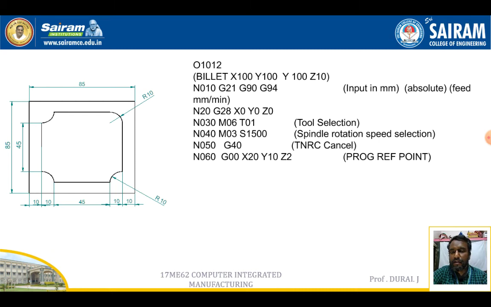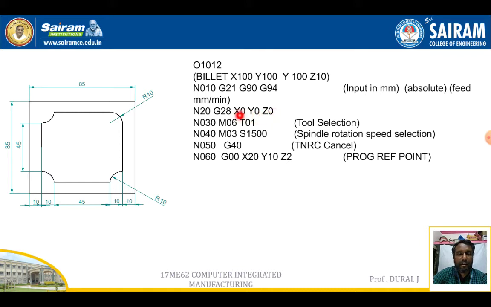Then coming here, first we are going to write the program. First we bring back the tool from here. So the same principle, O100 followed by a 4-digit number. So here 1012, billet size in brackets X100, Y100, Z10, and comes the next one. So here itself we are going to specify the block number N10, and G21 is the metric data input, G90 is the absolute dimensioning system, G94 is the feed per minute. Okay, then N20, G28 reference position return.